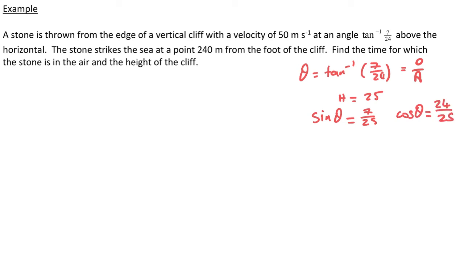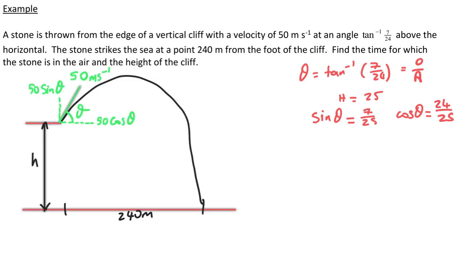The stone strikes the sea at a point 240 metres from the foot of the cliff. Find the time for which the stone is in the air and the height of the cliff. So let's draw a wee picture to try and see what's going on here. So we've got the sea level marked down below. We've got the height of the cliff and then the point of projection, which was thrown at 50 metres per second at an angle of theta to the horizontal, and the path will follow this parabola.